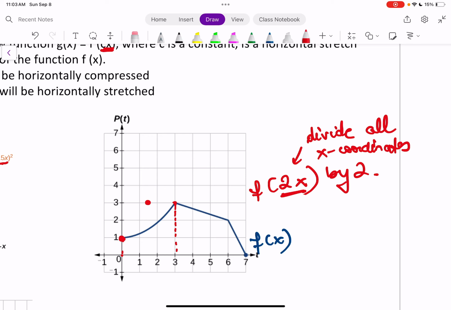See how I'm not changing the y's? I'm not changing the heights. I'm just changing the x coordinates. Okay.